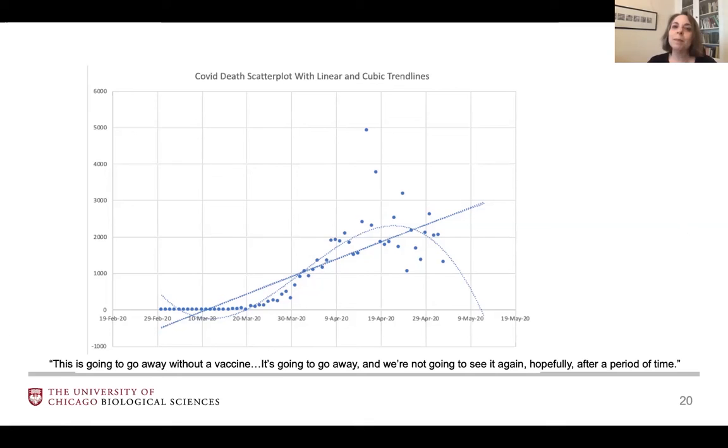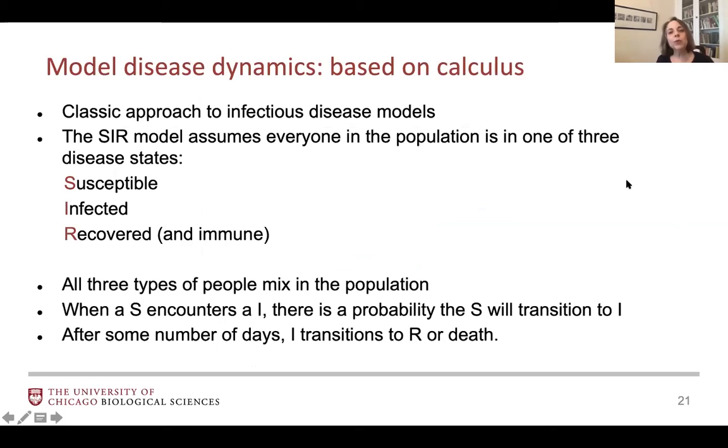So the second way is the most common way, and it's what is behind most of the predictions that you're seeing, or a variation of it. The original idea for this was developed almost 100 years ago. It's the classic approach. It's called the SIR model, although there are variations with more letters in there. Everyone in the population, considered as a whole, is divided into one of three disease states.